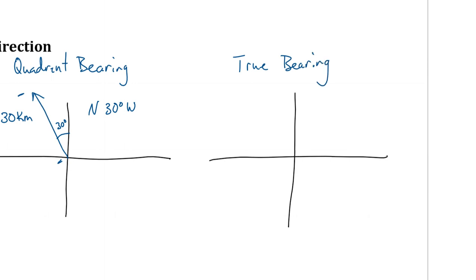And true bearing, so I'm going to draw the same kind of vector. So again, let's say it's 30 kilometers from there to there. But true bearing always starts from the north and rotates clockwise. Okay, so this would be 330 degrees rotation clockwise from north to get to that same location.